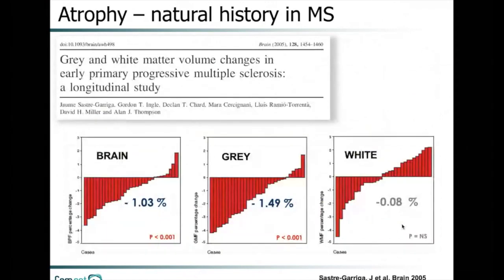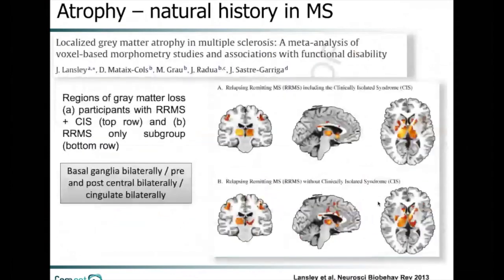We also found the same pattern using the early PPMS cohort in Queen Square, where there was a significant decrease over 1 year in brain volume loss in patients with early PPMS, and this decrease was only felt in the gray matter compartment, whereas white matter was unchanged. So we know there is significant brain atrophy going on in patients with MS across all disease types, particularly in gray matter.